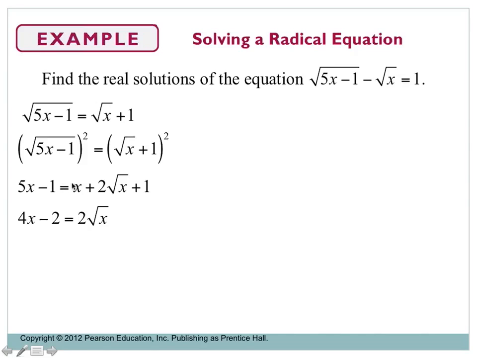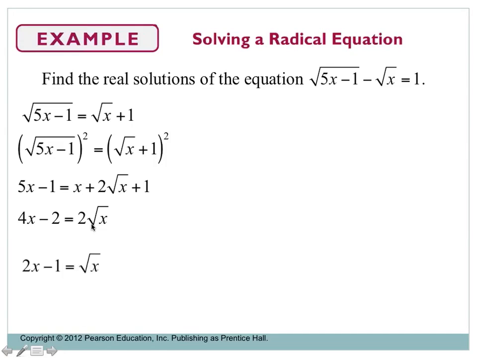So we want to get our x's all on one side. The square root, we want to get it by itself, so we're going to move everything away from it. We're going to subtract x from both sides, so we're left with 4x. We're going to subtract 1 from both sides, so we're left with negative 2. So we have 4x minus 2 equals 2 root x.